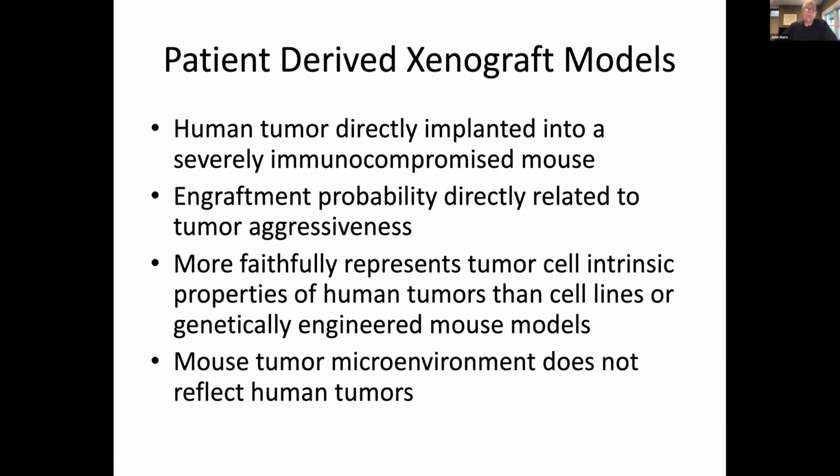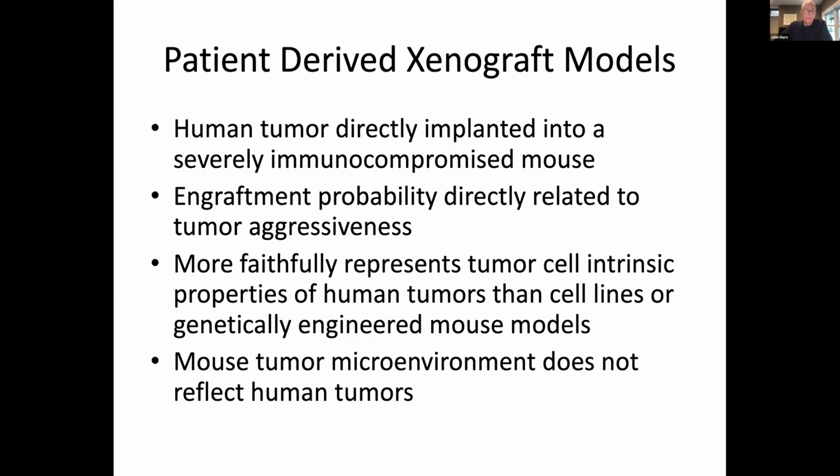So patient-derived xenografts are human tumors that come out of the patient. They're directly implanted into a severely immunocompromised mouse. The engraftment probability directly relates to tumor aggressiveness. And as much as we would love to study the spontaneous regression phenotype, we can't get xenografts from those sorts of patients.